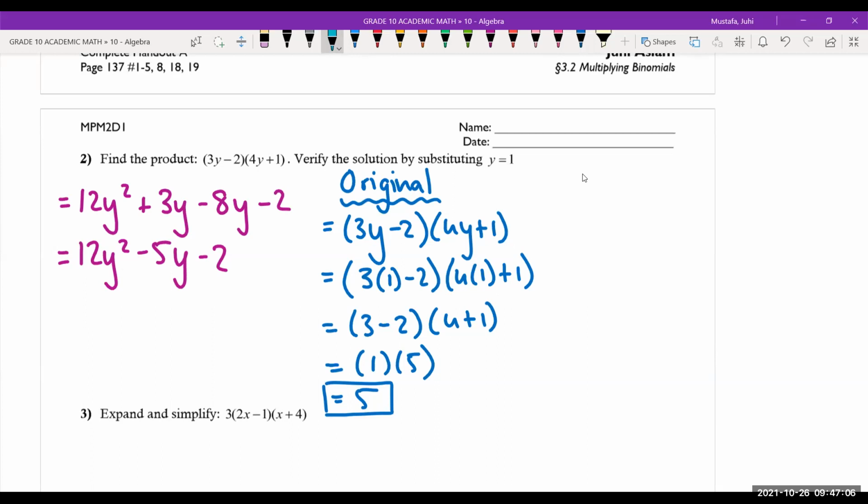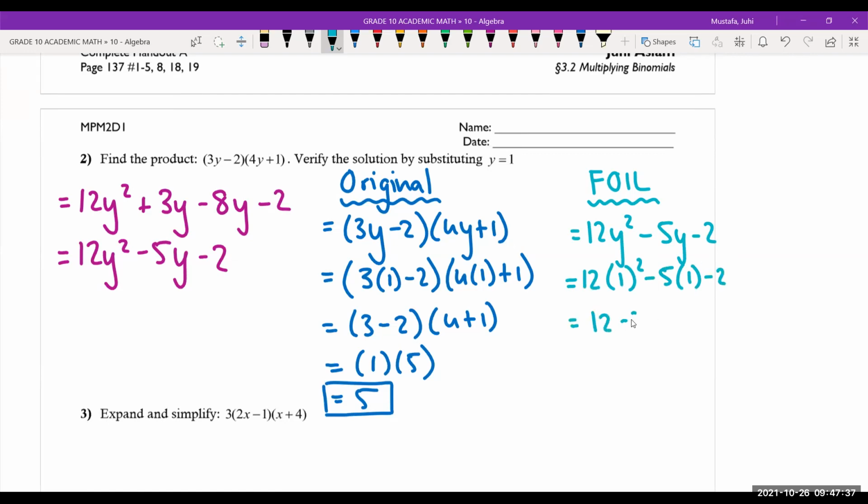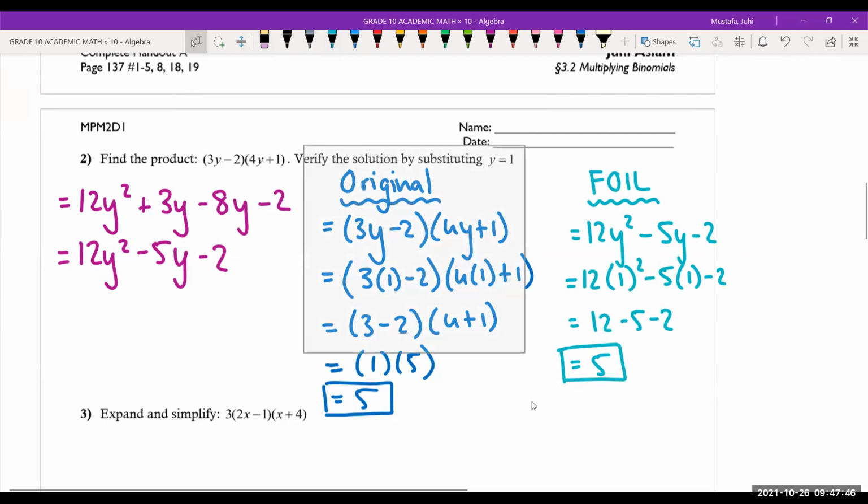Okay, so look, I think I get what you're saying. You put the y into the original question, you get 5. Now you're going to put y into this FOILed answer. I just call it the FOIL, like whatever I've FOILed. It's not the official term at all. It's just a term I use. And then I'm going to put the answer I got, which is 12y squared minus 5y minus 2. And I'm going to put y is equal to 1 into this, and I'm hoping I'll get the exact same answer. So it's going to be 12 times 1 squared minus 5 times 1 minus 2. And then you just keep going and simplify. You're hoping to get the exact same answer, which we have. And so that means our answer is correct.